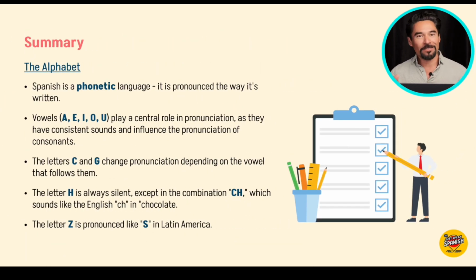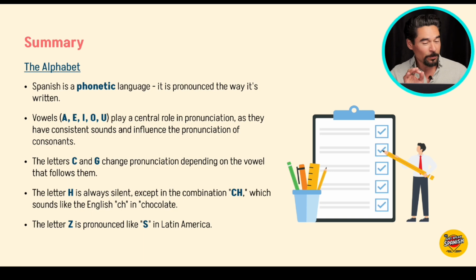Okay, so in summary, the Spanish language is phonetic. And what this means is that it's pronounced the way it's written. So once you learn the pronunciation of each letter, then you can read and people can understand you. So it makes it a lot simpler than other languages like English, which constantly changes the pronunciation. But with Spanish, it's always the same. The other thing is the vowels. They play a central role in pronunciation, so definitely practice pronouncing your vowels.